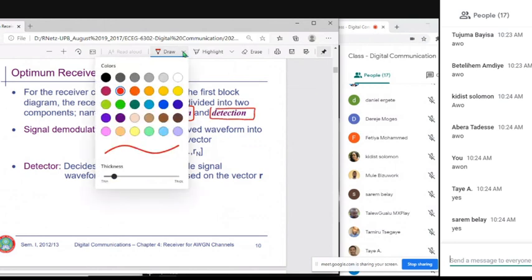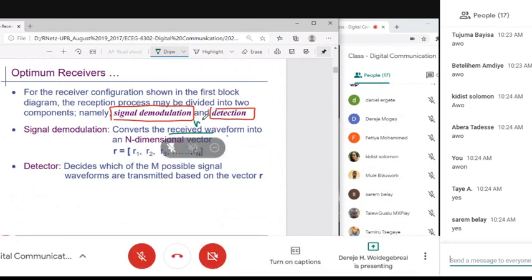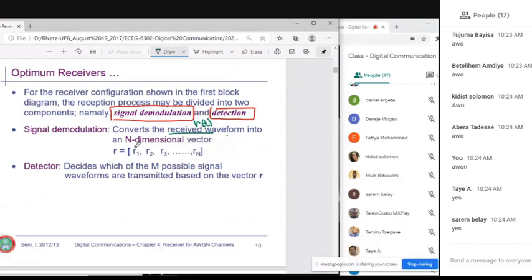Now, let's see each of them one by one. What is the task of a demodulator? The task of a demodulator is to convert a received waveform, for a two-dimensional modulation, into a vector. So the task of the demodulator would be to convert the received waveform r of t into a vector r having two entries, r1 and r2. And how is that done? This is done via the correlation operation.